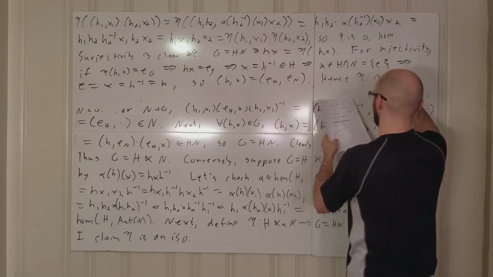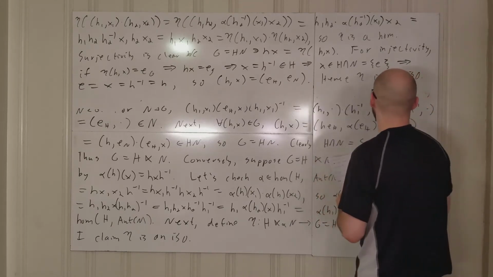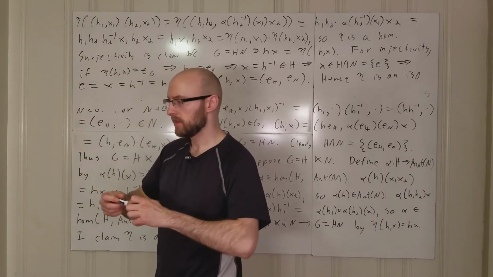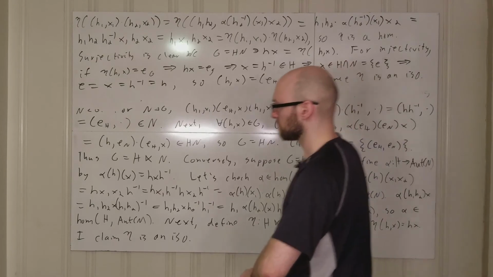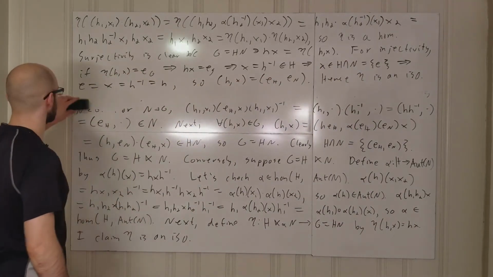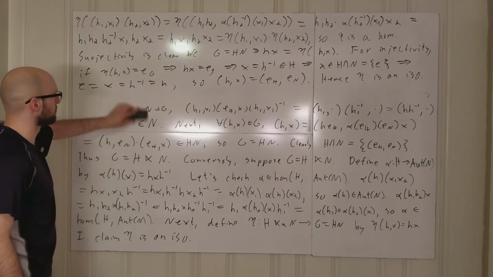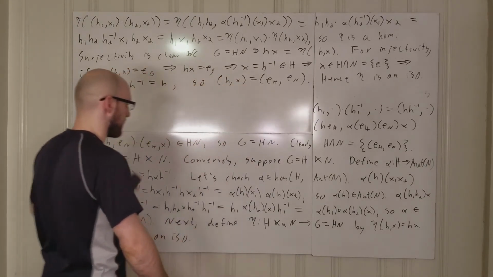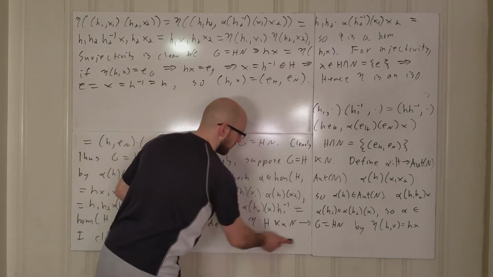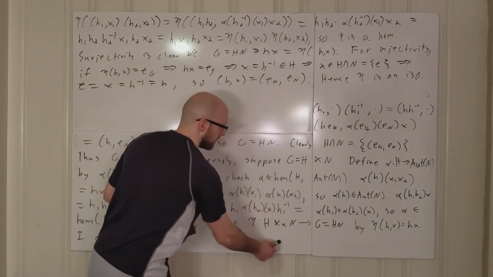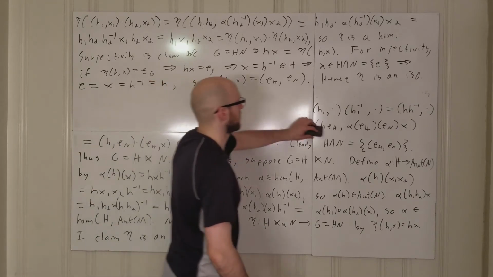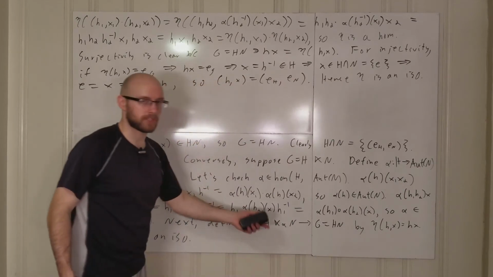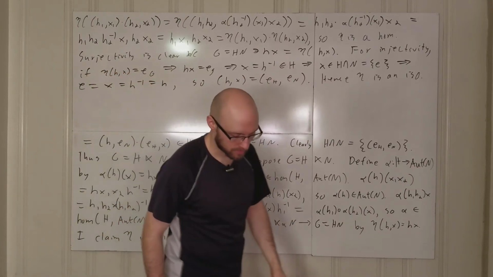Hence eta is an isomorphism. And so that means, because this is an isomorphism, that we actually have what we wanted. We have that G is isomorphic to H semidirect product with N. So I guess that's really what we wanted, that G was isomorphic to H semidirect product alpha with N.